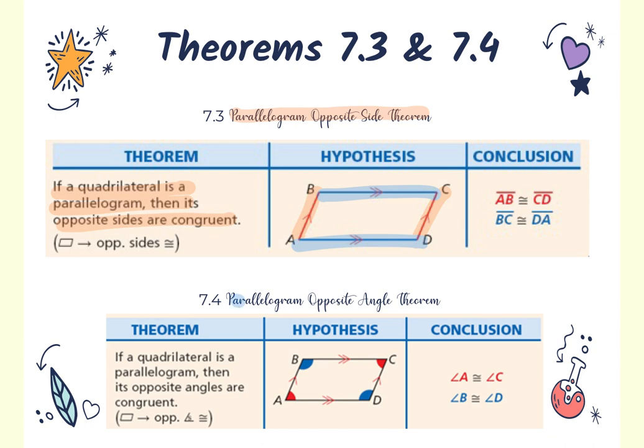The next one is the parallelogram opposite angles theorem. And it says, if a quadrilateral is a parallelogram, then its opposite angles are congruent. So angle B is congruent to angle D, and angle C is congruent to angle A. Opposite angles congruent.